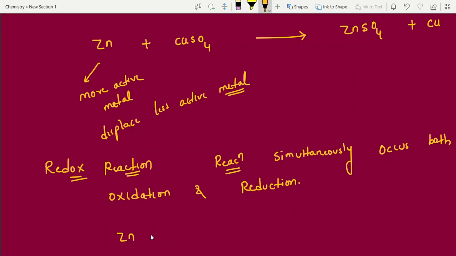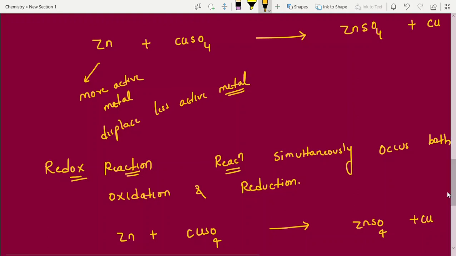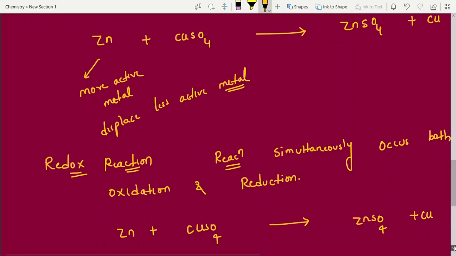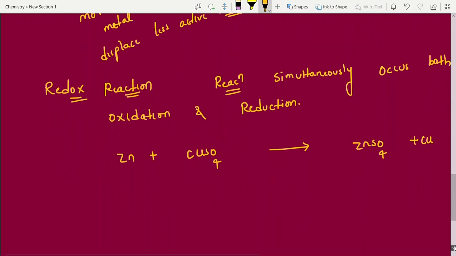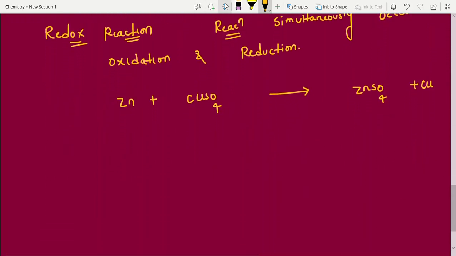Now, Zn plus copper sulfate gives rise to ZnSO4 plus copper. Okay. Now calculate the oxidation state on both sides. Then you will come to know whether it is oxidation or reduction or whether both occur. Okay. Now start. Zn is in elementary state, not combined with others, so 0. Here also copper is in free state, 0.